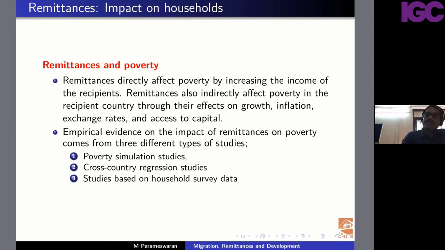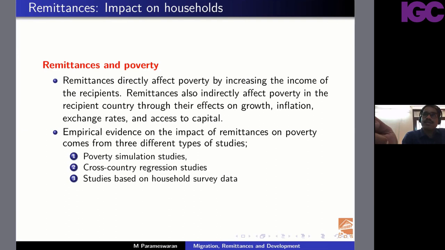Now, empirical evidence on remittances and poverty comes mainly from three types of studies. One is poverty simulation studies, another is cross-country regression studies, and the third is studies based on household survey data. These poverty simulation studies have a model, and what these studies do is that they usually check for a counterfactual.